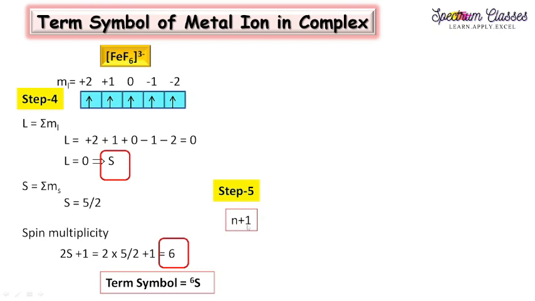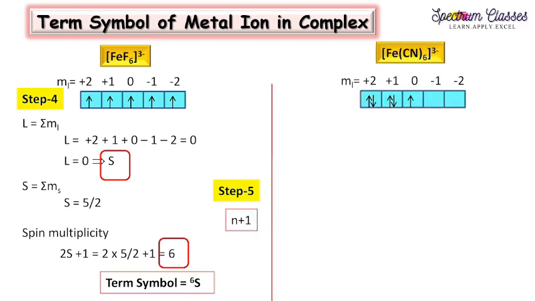Instead of doing this, if you are in a hurry, you can calculate simply by this. Step number 5, n plus 1, where n is the number of unpaired electrons. So 5 unpaired electrons, 5 plus 1, 6S. So you can directly check 6S from here, rather than doing this exercise.